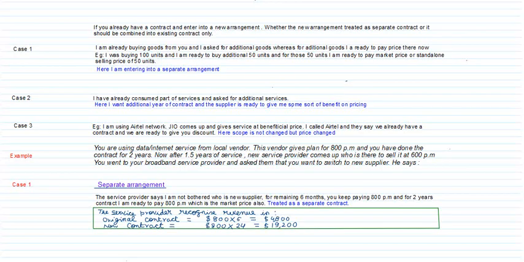In the first scenario, the service provider says that I am not concerned who the new supplier is, but I will still continue to charge the market price, which is 800 per month for the rest of the 6 months. And in case you want to do an additional contract for 2 years, that will also be at the market price. In this case, the two contracts will be treated as separate contracts, and the revenue recognized by the service provider would be 800 per month for 6 months in the original contract, and in the new contract, it will recognize revenue for 24 months.